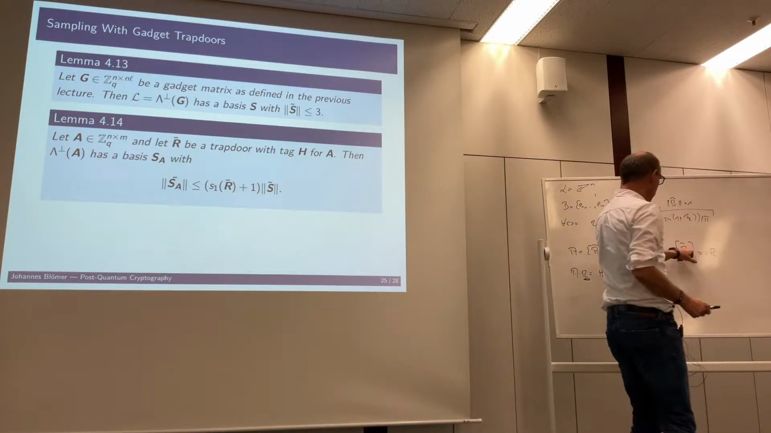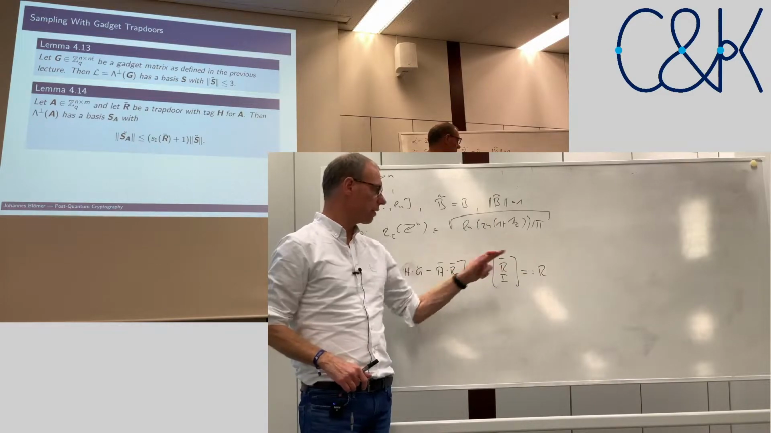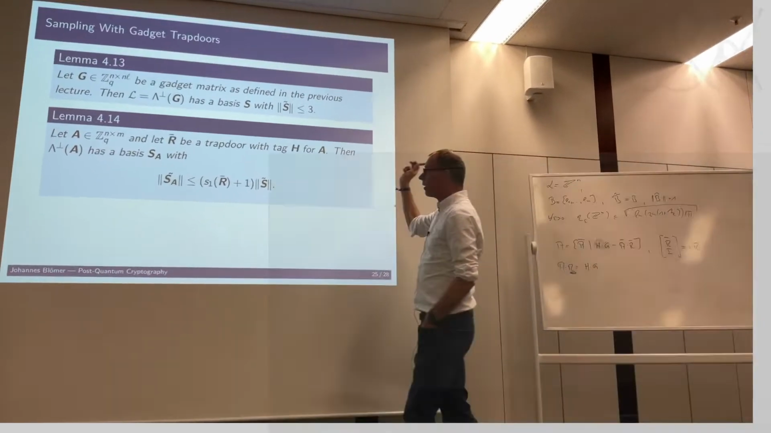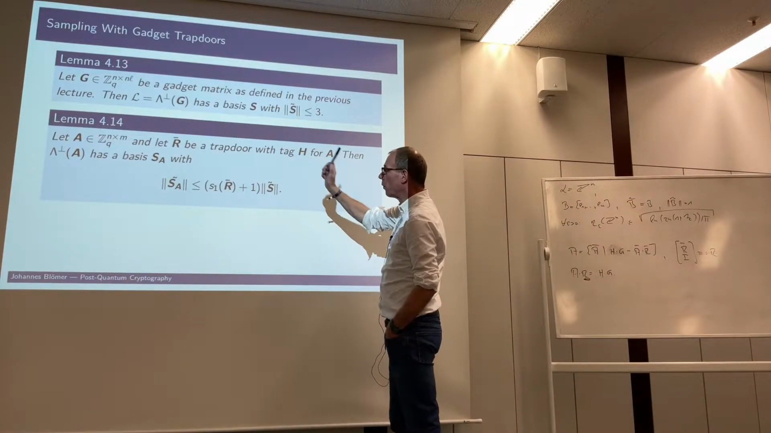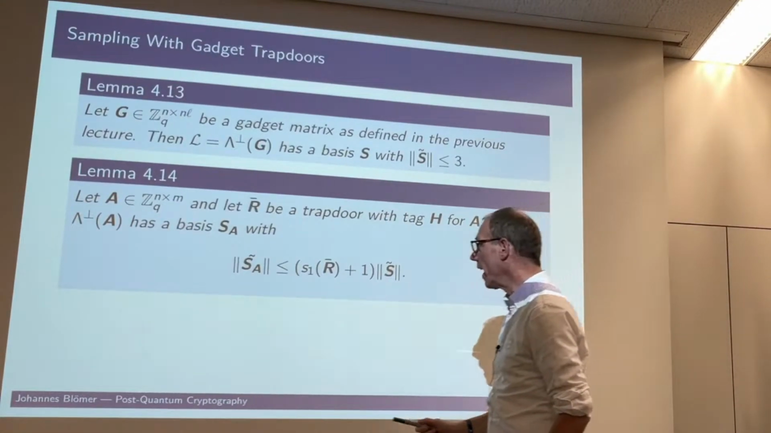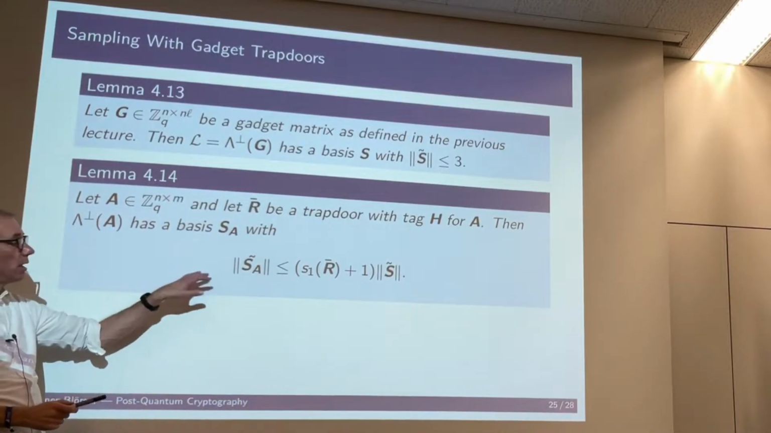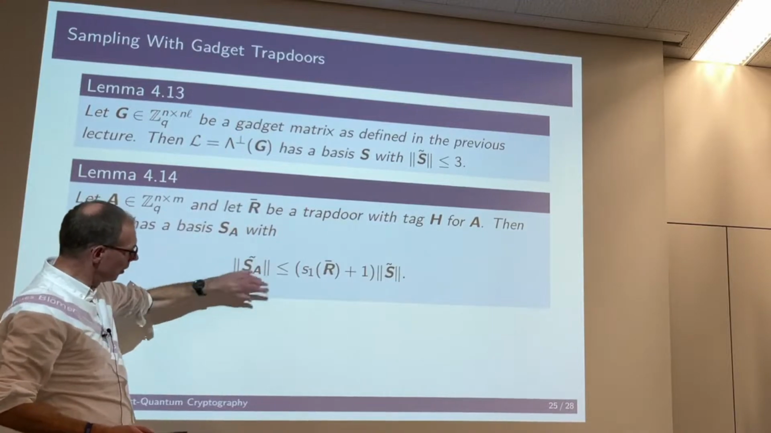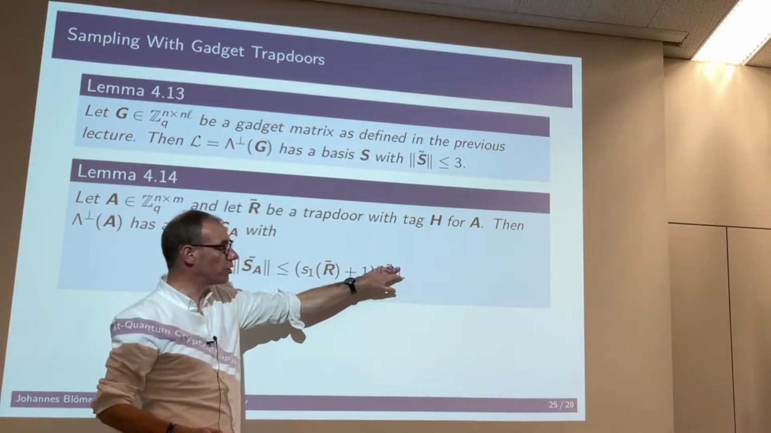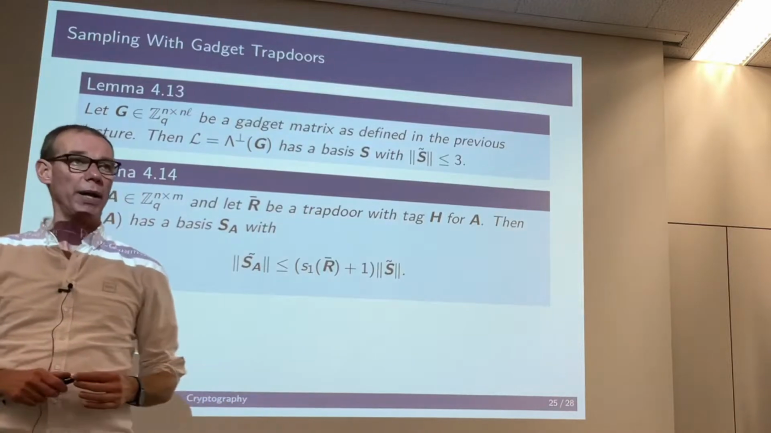Here I use this R as a trapdoor. As I told you, you can view this R as a trapdoor for this G, or this R bar as a trapdoor. This H was called the tag. If I have R bar as a trapdoor with tag H for A, then we can compute a basis for this lattice, whose Gram-Schmidt length is the Gram-Schmidt version of S multiplied by this term s1 of R bar plus 1.